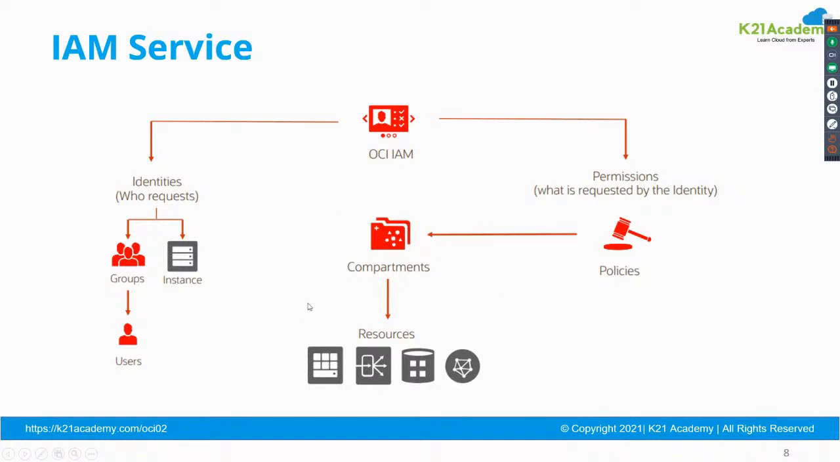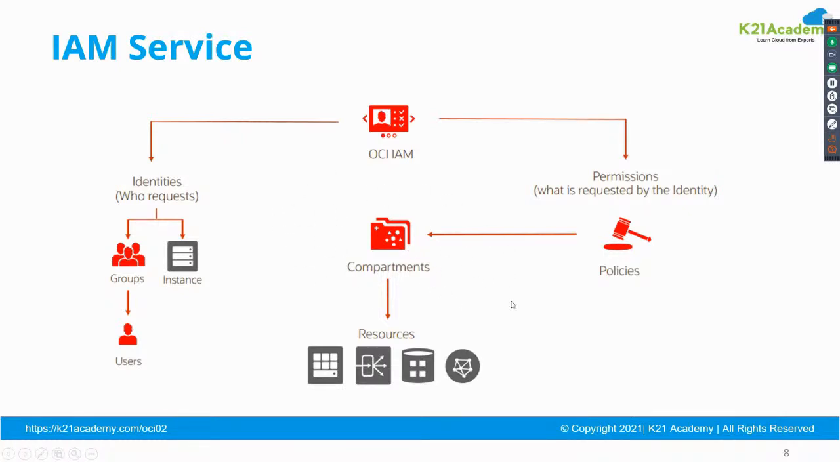Okay, now there is one more term which comes here, which is the compartment. Now these policies can be added at the compartment level. We are going to see what a compartment is. In Oracle there is the concept of creating the boundary first, and then adding the resources in that boundary, so that you can control the access to those resources. So that is via compartment.